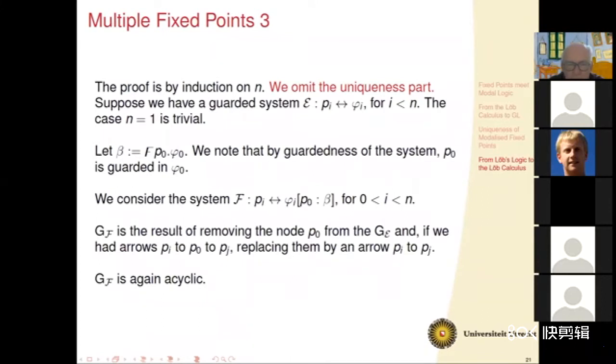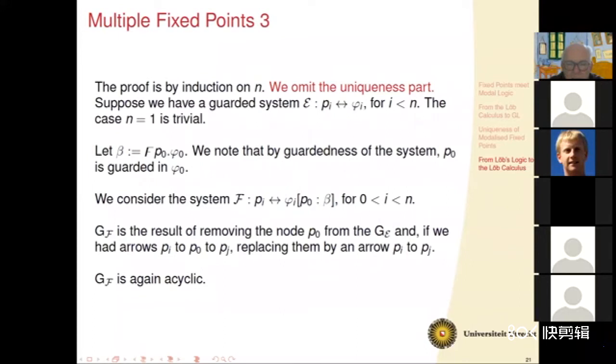Okay, now can we solve this system? The first question to ask is, can we solve this system? And the answer is yes, we can. And so how do we know this? To know that, we should know what the graph of this is. So we start, of course, with the graph of the original system. And what we get in the graph of the new system is, of course, that we remove the node P0.